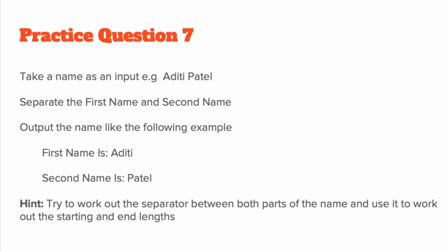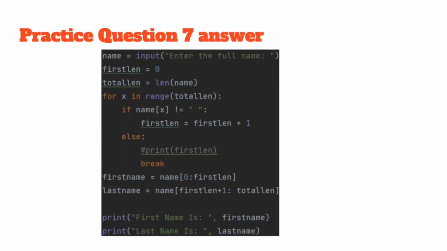Pause the video, have a go, and then continue on. Now, if you can't do it, you might just want to have a look at the code and then code it yourself so you get used to coding and splitting strings. On screen, you can see a possible solution. We take the name as an input. We then say the first length begins at 0. The total length is the length of the entire name string.